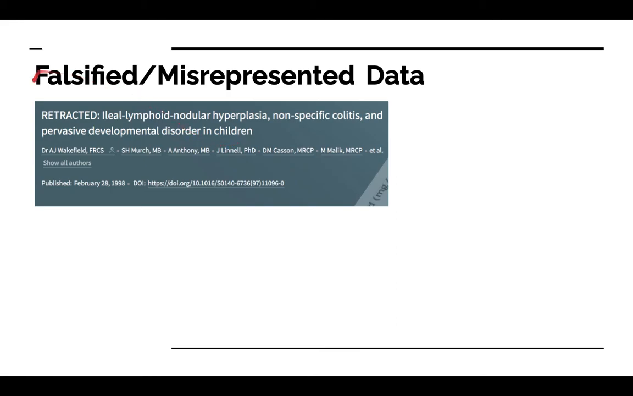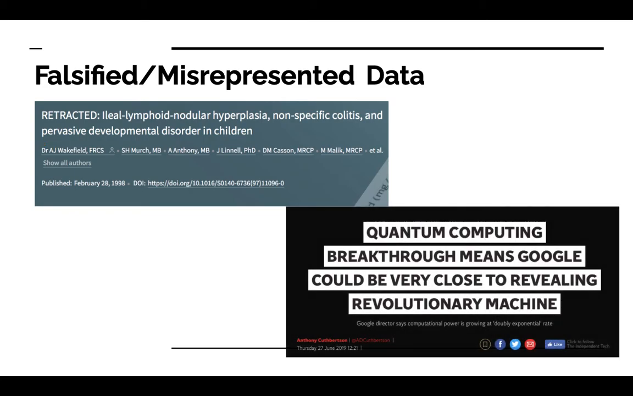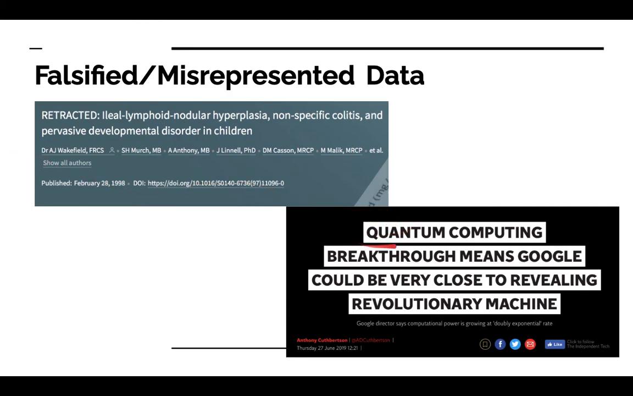This was the original 1998 paper published by Dr. Andrew Wakefield, which posited that there is a link between vaccines and autism. And it actually turned out that he falsified this paper. He was paid off by some lobbyists. I can't recall a specific story, but he was paid off by some lobbyists, and he falsified the data in the paper.